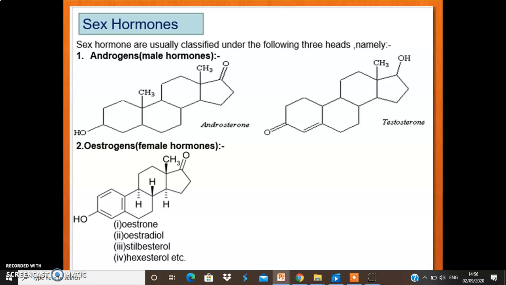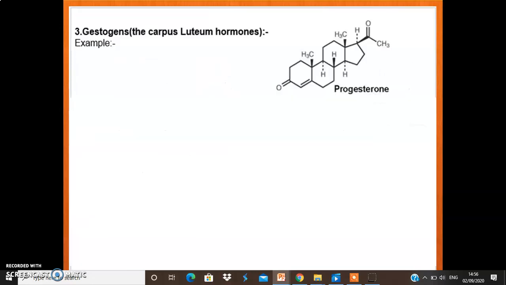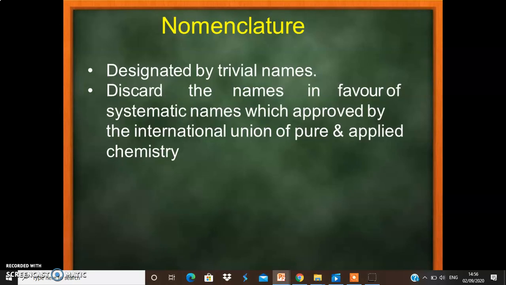Sex hormones are usually classified into three classes. Androgens, which are also known as the male hormones; androsterone and testosterone are examples of this class. Estrogens, which are also known as the female hormones: estrone, estradiol, stilbestrol, and equilin are examples of female hormones. And gestagens, which are the corpus luteum hormones. An example is progesterone.